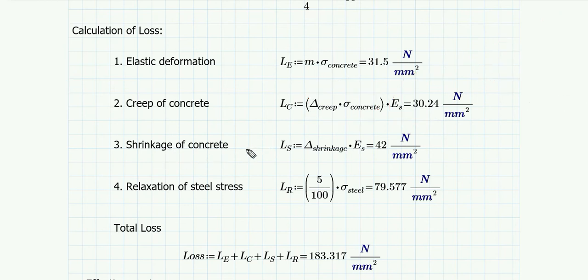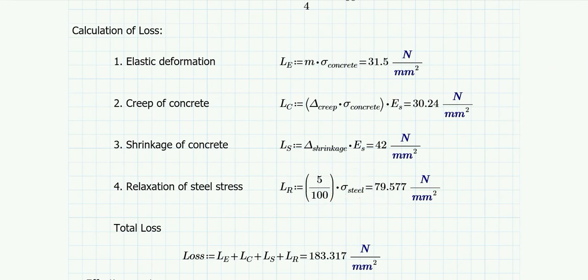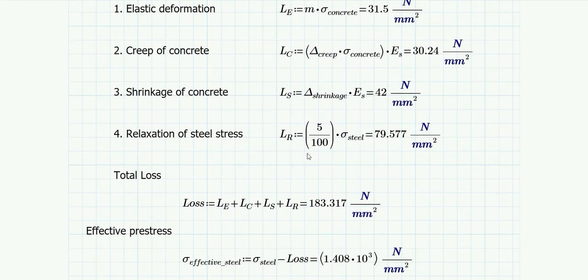Okay, then shrinkage of concrete. If you remember, the shrinkage of concrete is given in terms of length, right? So this is a total shrinkage. So shrinkage into Es, Young's modulus of elasticity of steel, you just multiply both, you will get the shrinkage loss. Shrinkage strain into Young's modulus of elasticity of steel will get the total loss due to shrinkage. Then relaxation of steel, that is given 5% of initial stress of steel. So you just multiply 5% with the stress of steel, you will get 79.577. So this is the total loss due to relaxation of steel.